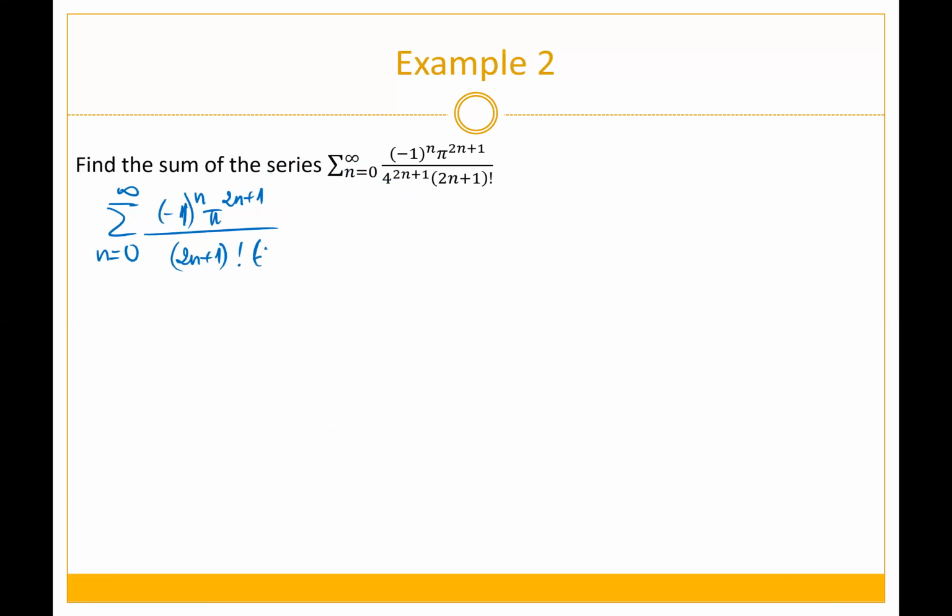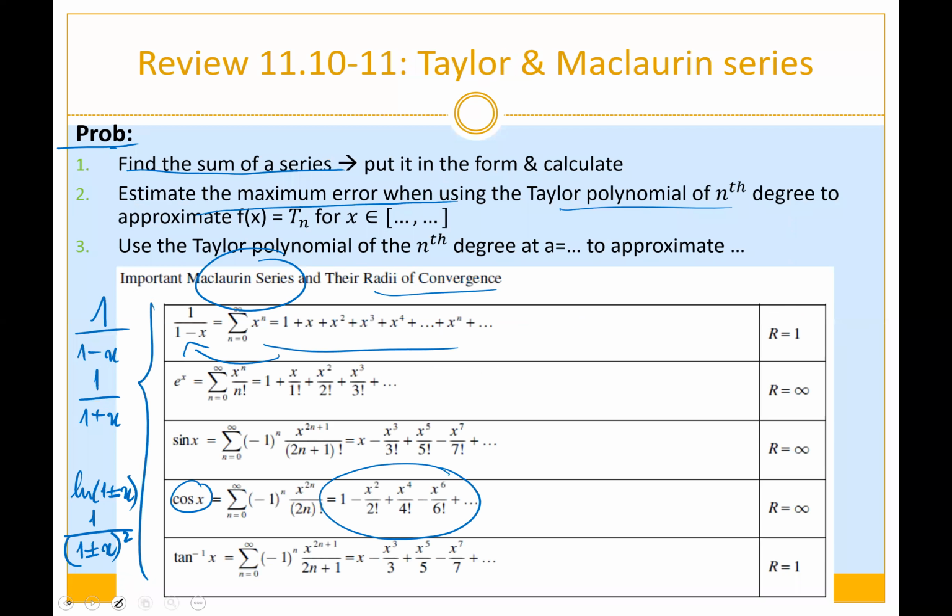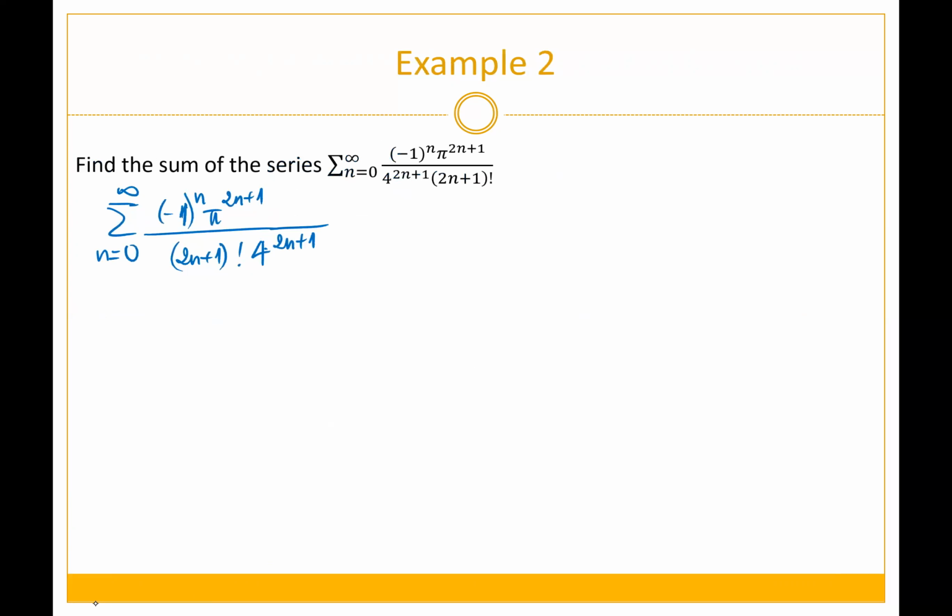And then you have 4 to the 2n plus 1. So now let's look at the table because it does remind me of something. So you have 2n plus 1, negative 1 to the n, and then x to the 2n plus 1. So this one is going to give you the Maclaurin series of sine x, but there's something you need to rewrite first. So you have negative 1 to the n over 2n factorial.